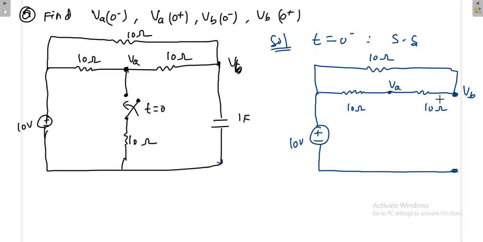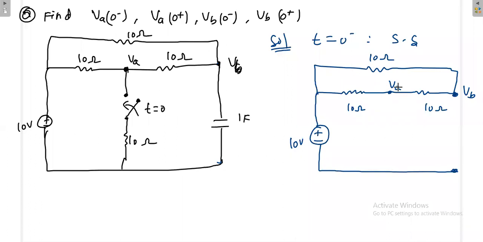You can go by any method, then finally you can find out the answer. Is anybody having any idea what the answer will be? VA and VB. You can go by either the nodal method or the branch current method. I will apply the nodal method. You can try with the branch current method later.